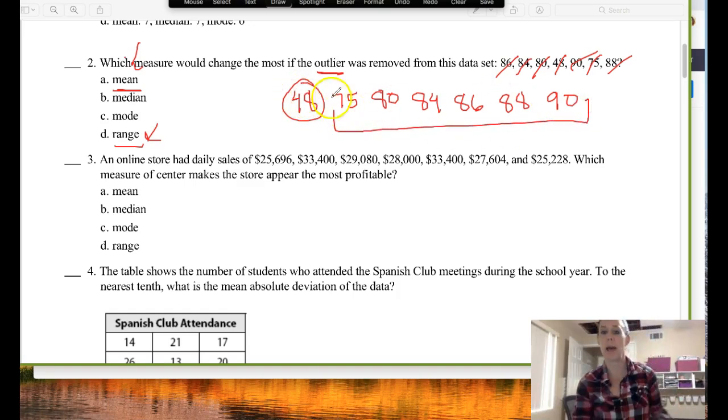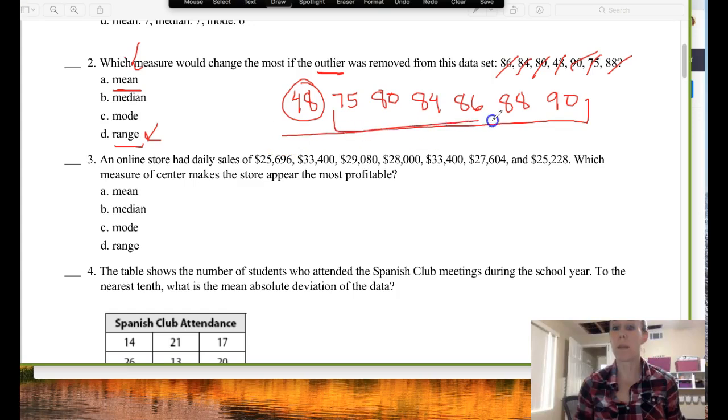the outlier. So add up all your numbers. 1, 2, 3, 4, 5, 6, 7. There's 7 numbers. So add up the numbers and divide by 7. I'm going to go ahead and do that and see what we get. All right, when I add up all these numbers and divide by 7, I get about 78.7. That's my average.